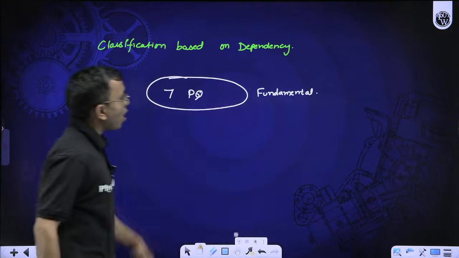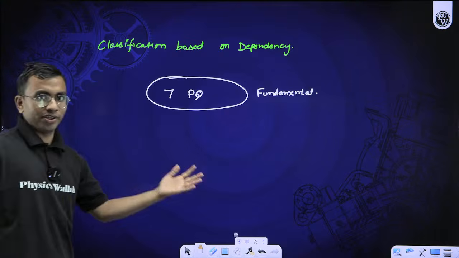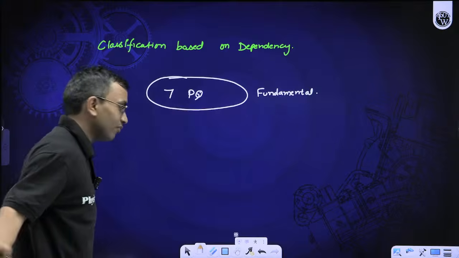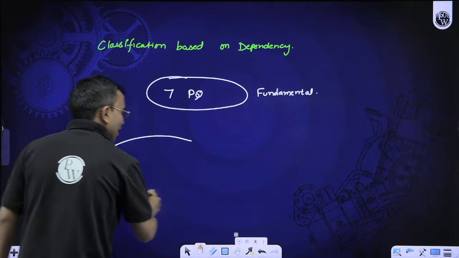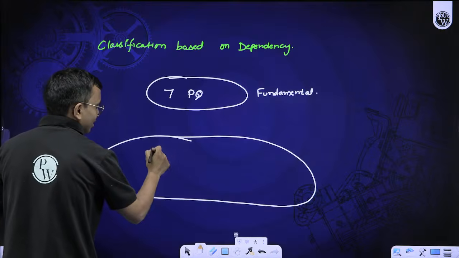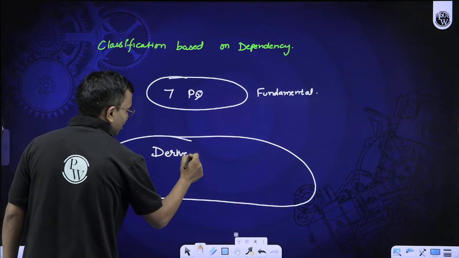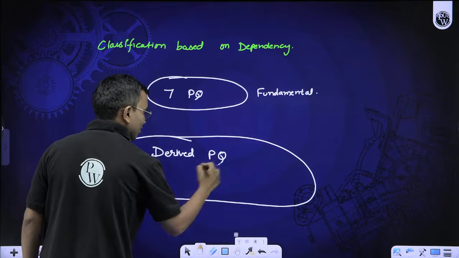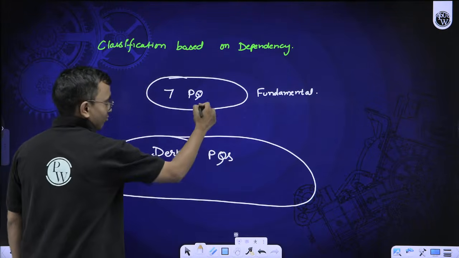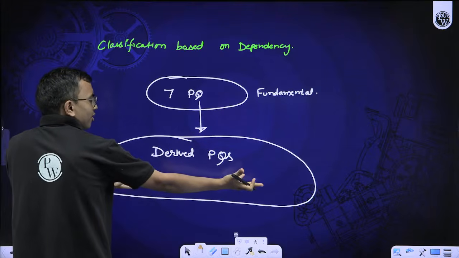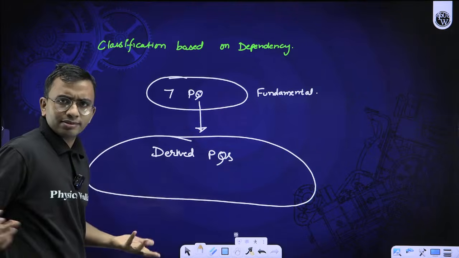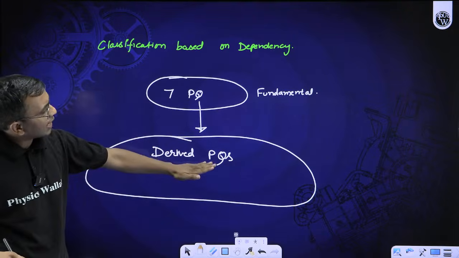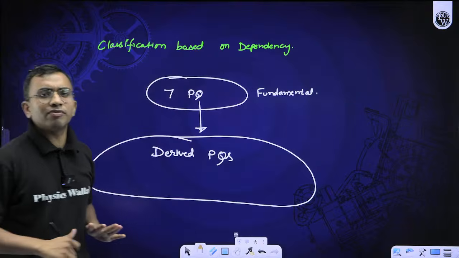All the other quantities, doesn't matter what they are, all the others than these 7 fundamental quantities, we call them derived physical quantities. PQ means physical quantities. How many derived physical quantities are there? Limitless, any number. They all are derived because they all depend upon these 7 fundamental quantities.